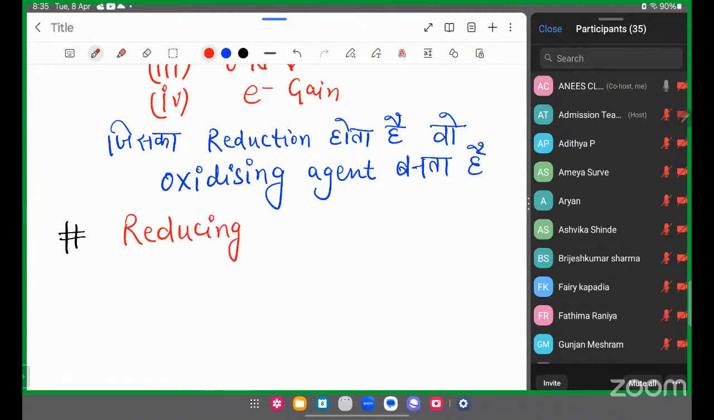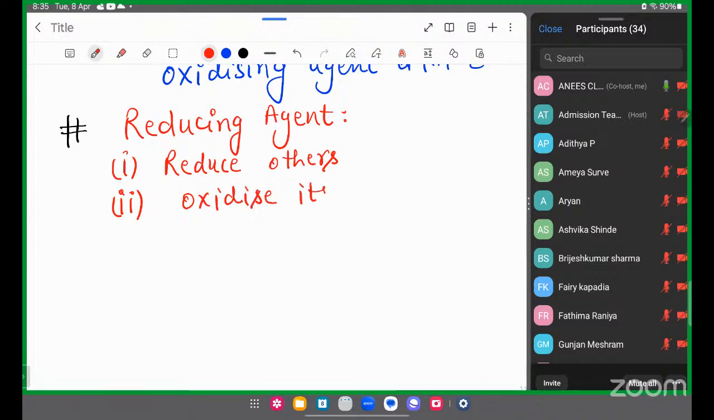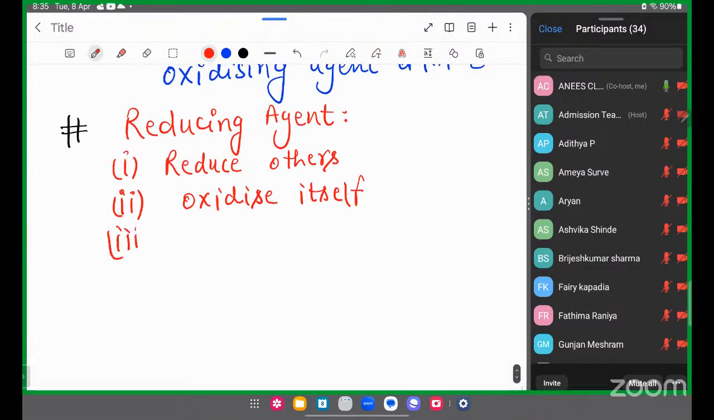Which will be reducing agent? So first point, this will be the chemical or the element which will reduce others and oxidize itself. Because oxidation is taking place, oxidation number will increase and electron will be donated.